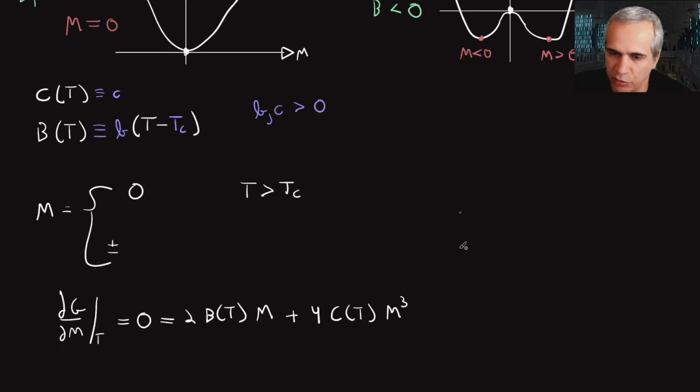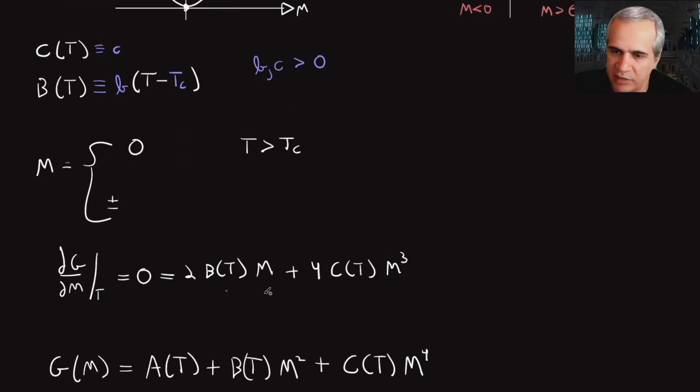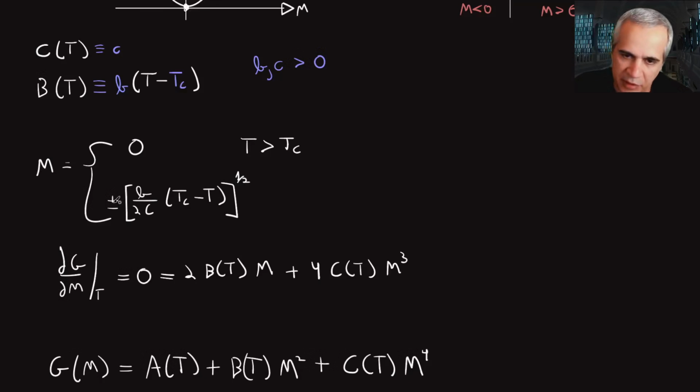And the other two solutions are just m squared. I just have to solve this, right? And what I get is m equals plus or minus the square root of b over 2c times (Tc minus T), to the power half, right? So the thing inside the square root here is positive, and I have two solutions for T smaller than Tc, right? This is a solution of this equation.